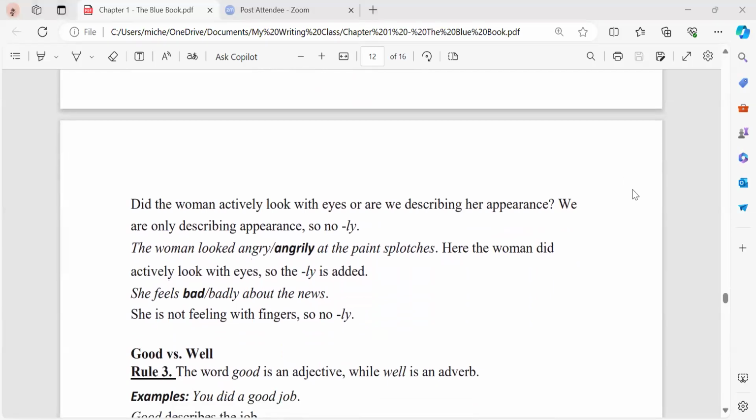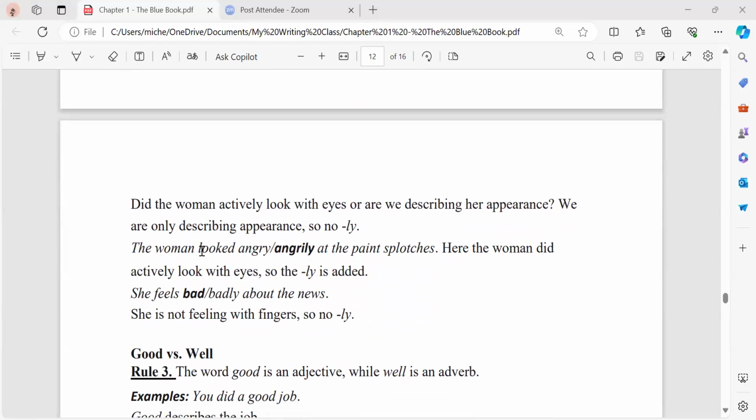Unless it is something like this. See here, other examples. We have right here: the woman looked angry or angrily at the paint splotches. So from here, we know that angrily, the woman did actively look with her eyes, so ly is added. So it involves active senses.